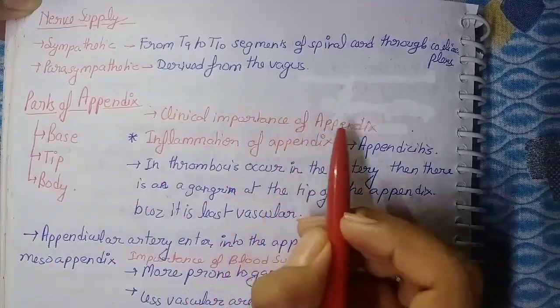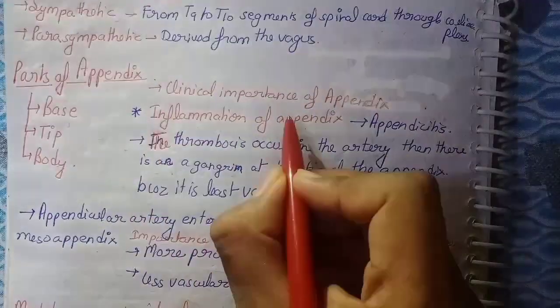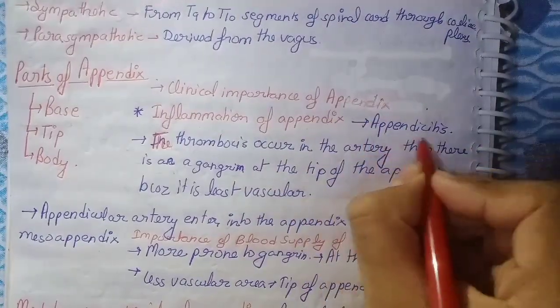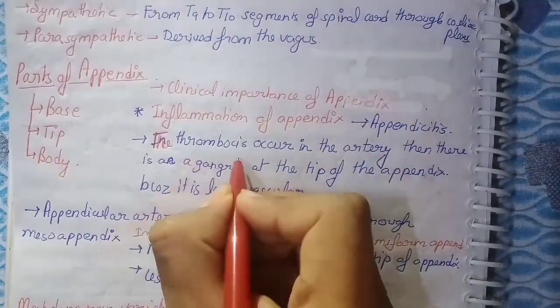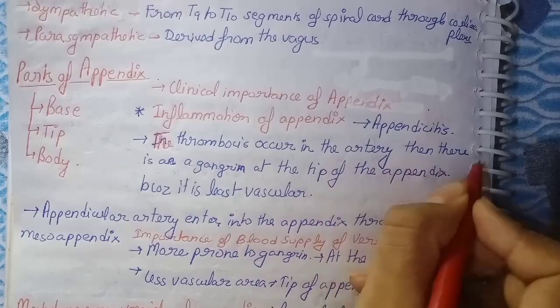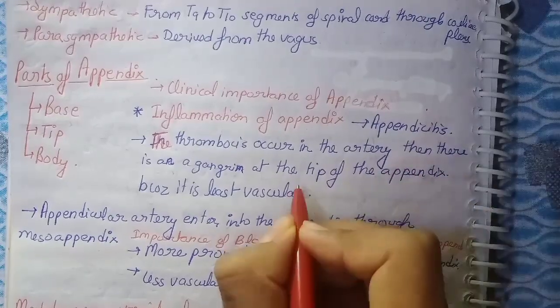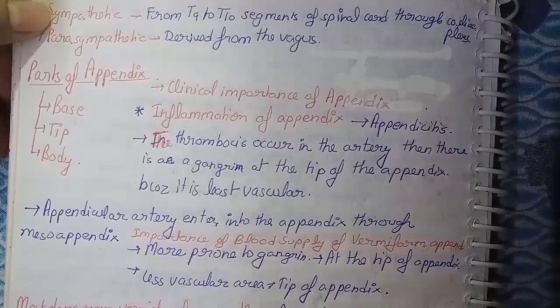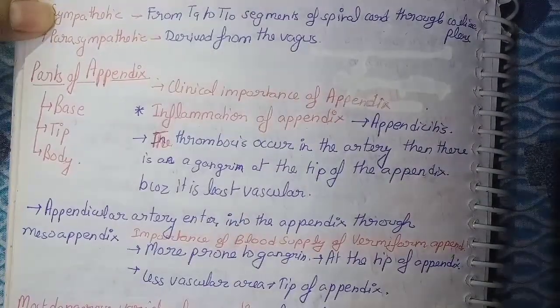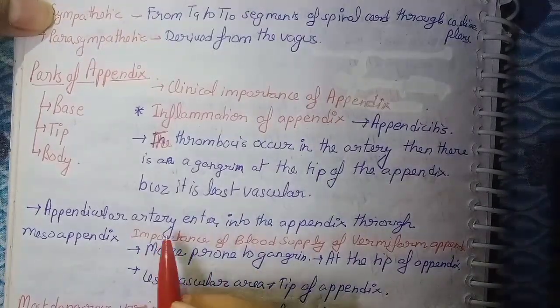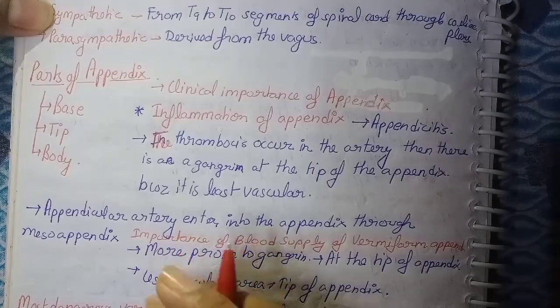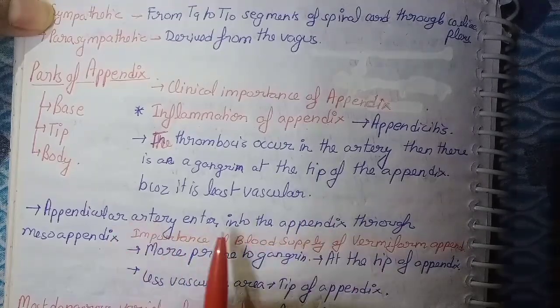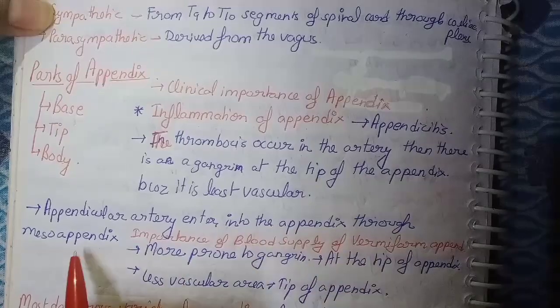Clinical importance of appendix: inflammation of appendix is called appendicitis. Basically, if thrombosis occurs in the artery, then there is gangrene at the tip of appendix because it is less vascular. Now a question is asked in the viva exam: appendicular artery enters through which? So appendicular artery enters into appendix through mesoappendix.